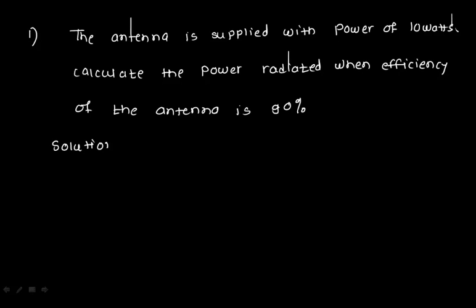So you can see what is given here. The antenna is supplied with power, so P in is given here as 10 watts. And then the efficiency of the antenna, so ET is given, which is nothing but 90%. If I calculate it, it will be 0.9, if you don't want it in percent. And what do you need to calculate? The power radiated. You are interested in the radiated power.